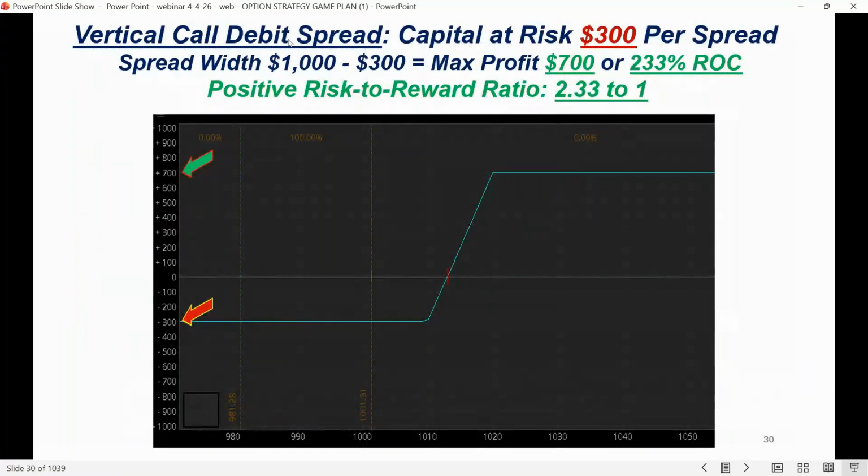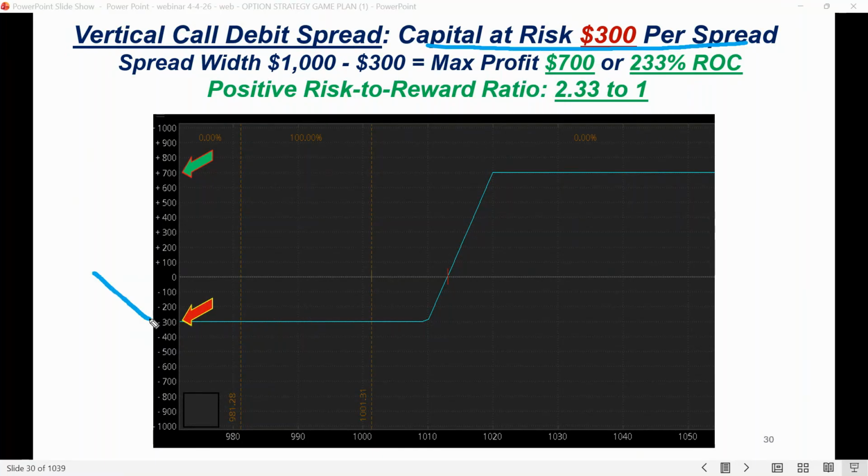Now, for the vertical call debit spread, let's go through how this works so you can get an idea of the construction and what it does. In this example, this is going to be a debit spread where your risk is your debit paid. So you can see here, this is the risk profile, all right?